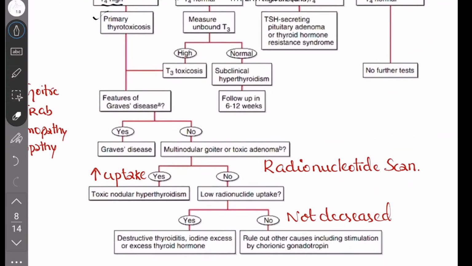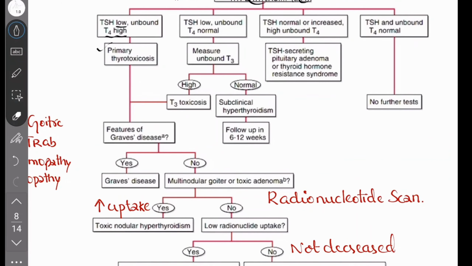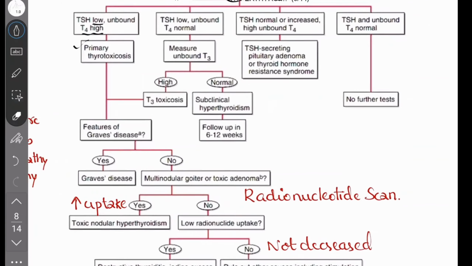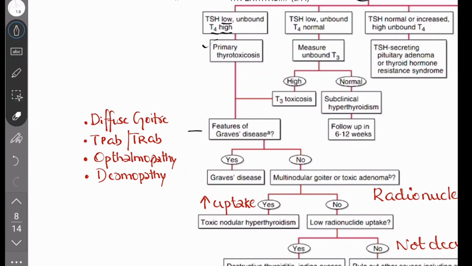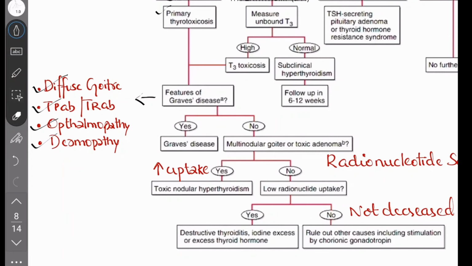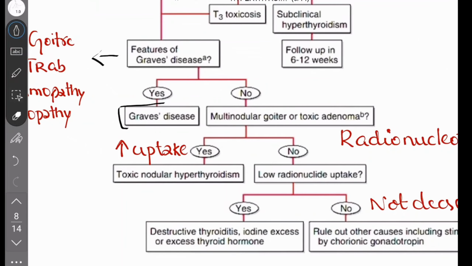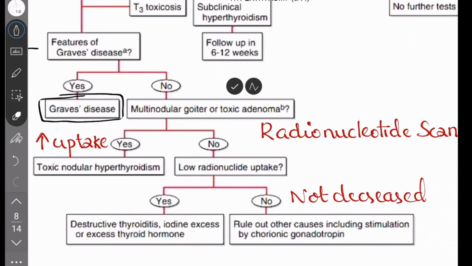Okay, so if the problem is within the thyroid gland, first we check for any features of Graves' disease. So what features are we looking for? Is there a diffuse goiter, thyroid peroxidase or thyroid receptor antibodies? Is there ophthalmopathy? Is there dermopathy? If these symptoms or signs are present, then we can confirm it as Graves' disease.